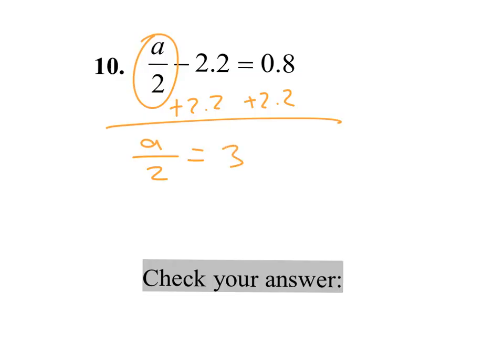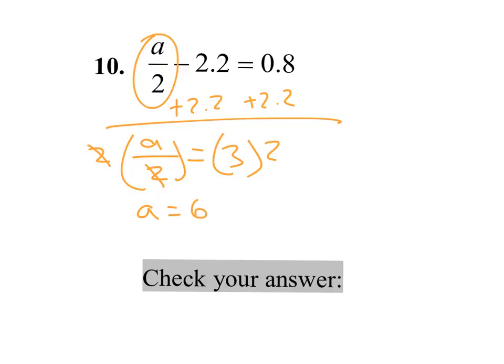And then I'm going to get rid of my division or multiplication, in this case division, by multiplying both sides by 2. Dividing by 2, multiplying by 2 cancels out, which leaves me with A equals 3 times 2 is 6.